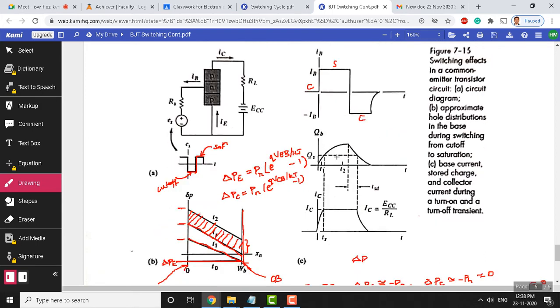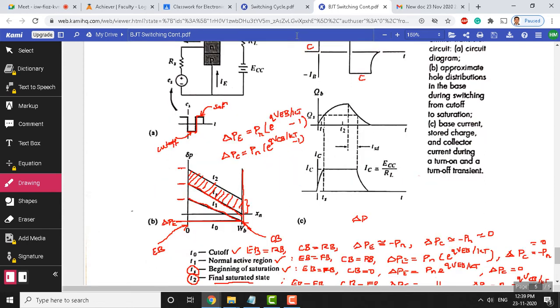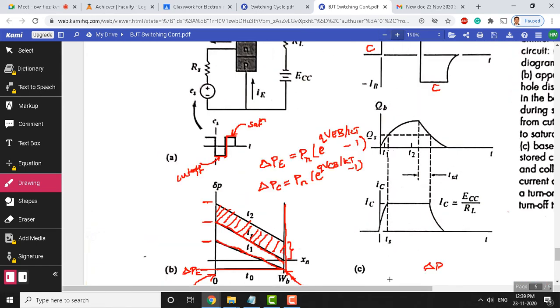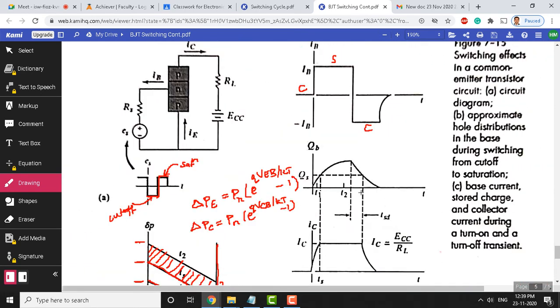You can observe these two waveforms here. This is the hole distribution, that is the stored charge in the base region, for different timing instants, and the corresponding collector current is shown below. Let me zoom in so you can observe the timing instants clearly. So, this is Q B, this is called the stored charge. This is the stored charge graph at the base. Okay. Now when Q B is equal to Q S, what happens here? Let us see that.